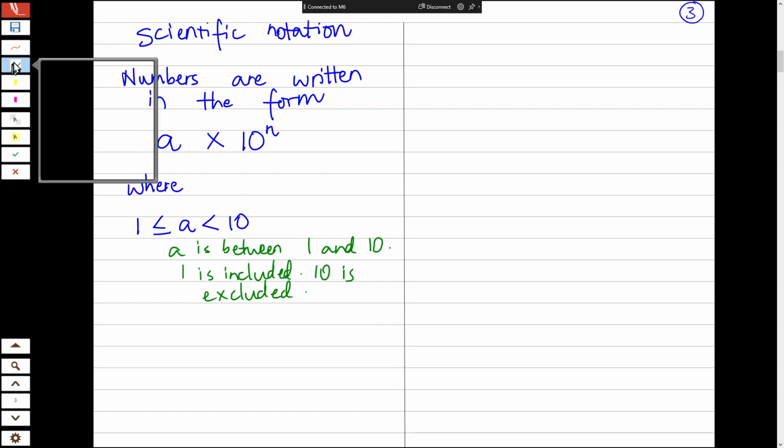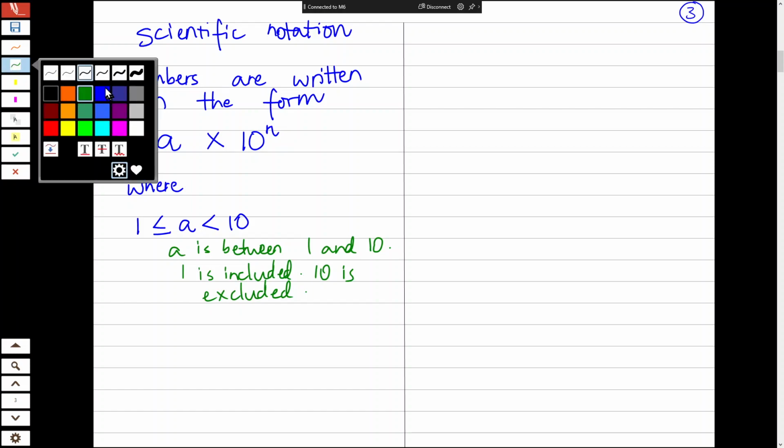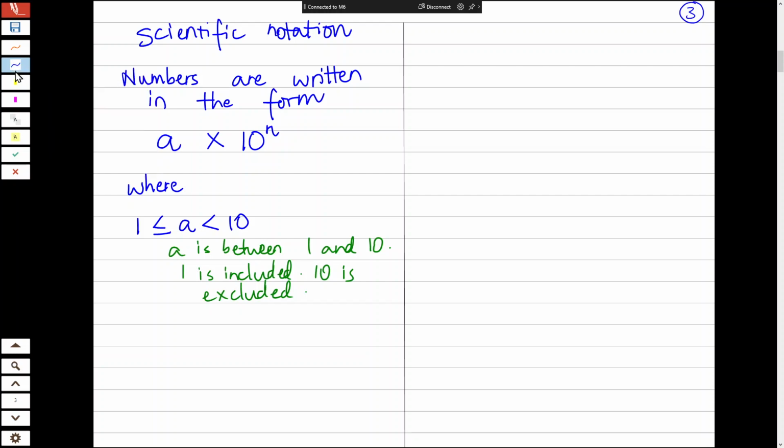Isn't it then just adding another 0? Exactly. It's like adding another 0. Okay, so it would be redundant to do that.